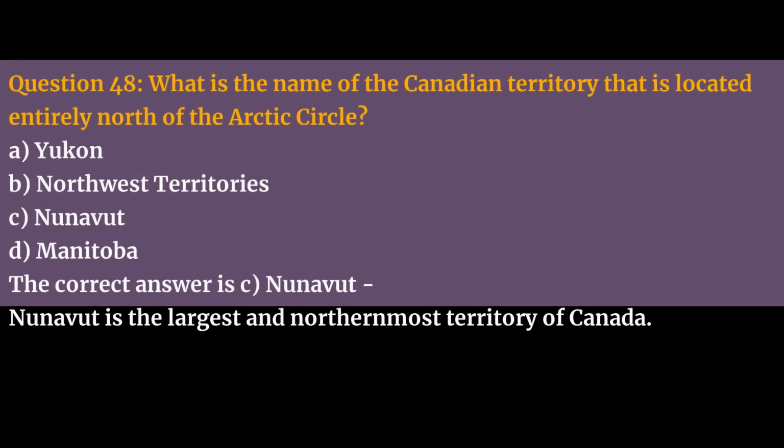Question 48. What is the name of the Canadian territory that is located entirely north of the Arctic Circle? A. Yukon. B. Northwest Territories. C. Nunavut. D. Manitoba. The correct answer is C. Nunavut. Nunavut is the largest and northernmost territory of Canada.